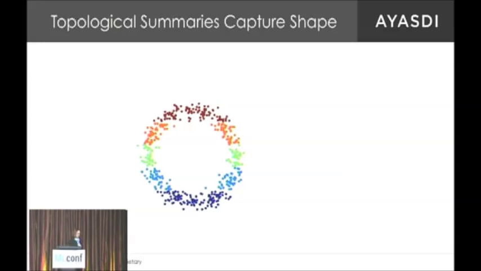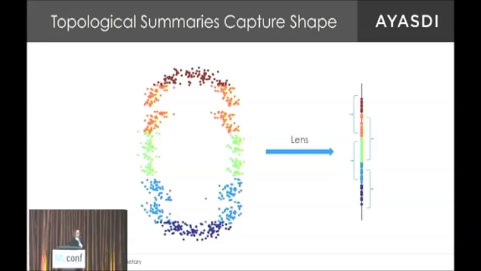So we're going to do that with a function that we call a lens. This is any real valued function. And in this case, that function is going to be projection onto the y-axis. So projection onto the y-coordinate for each point. In the range of that function, we define a number of bins, and the bins overlap. They fit together like this.